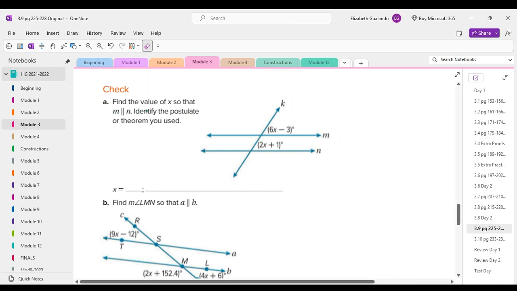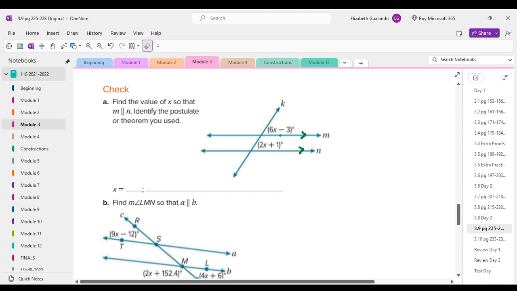So it's just a different way to word this. Instead of saying if m is parallel to n, find the value of x, they've just reversed that kind of concept. So they're saying find the value of x so that that's the case. Really read it as the same thing. Assume to yourself that m is parallel to n and do what you can with these two angles.